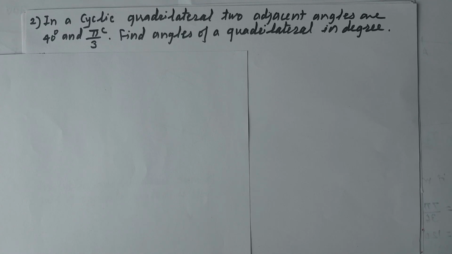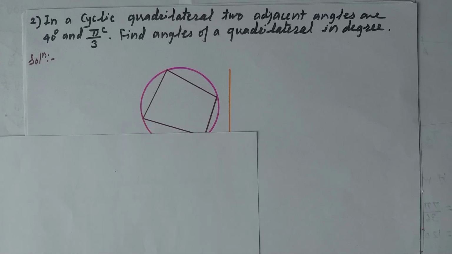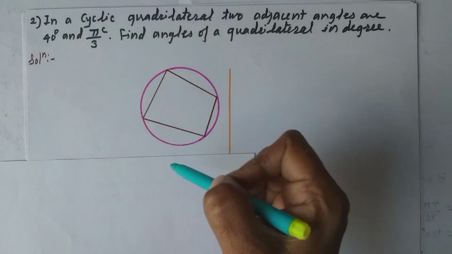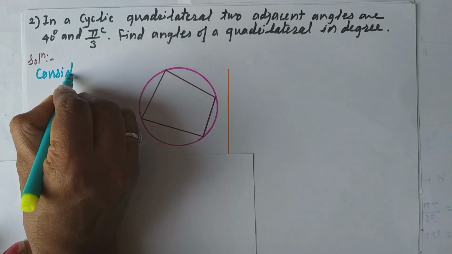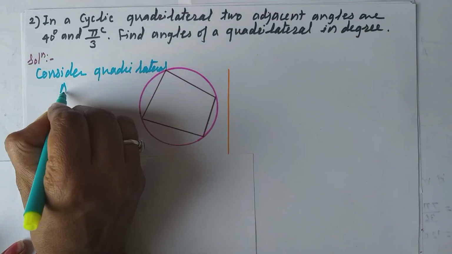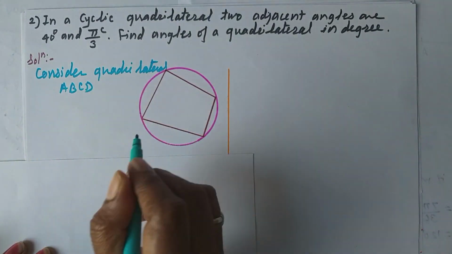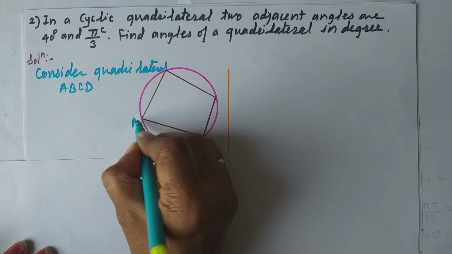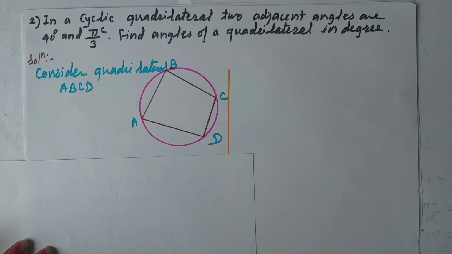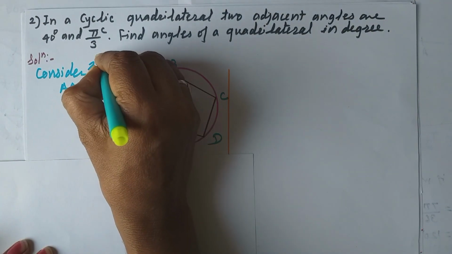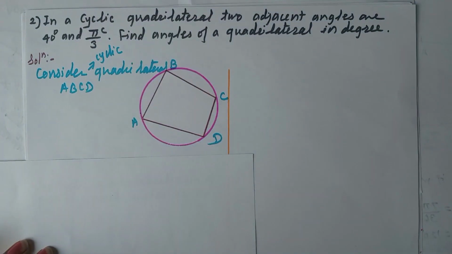And the next thing is, what is meant by a cyclic quadrilateral? A cyclic quadrilateral means a quadrilateral inscribed in a circle. It means the quadrilateral is in the circle. Okay, now you write down, consider quadrilateral ABCD. I have to give the names for this. Consider cyclic quadrilateral ABCD.